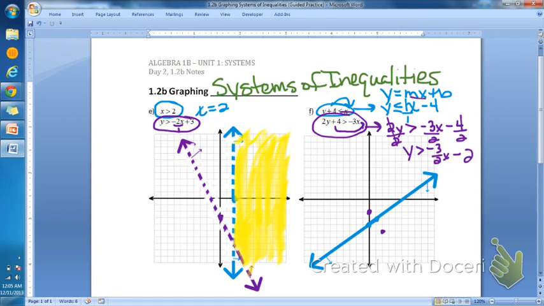Connect your points, the straight line. Ask yourself, dashed or solid? Because there's no equal to sign there, this is a dashed one, so you need to go back and turn it into a dashed line. I'm just going to erase. And then guide arrows. Oops.